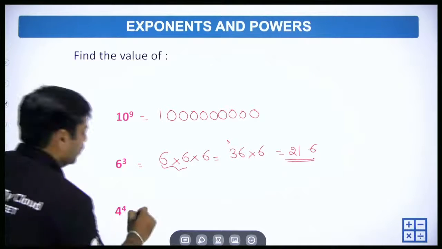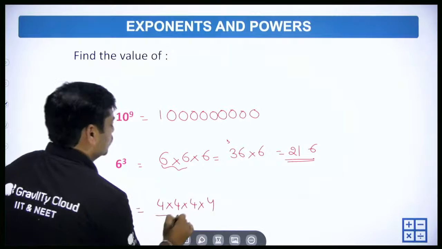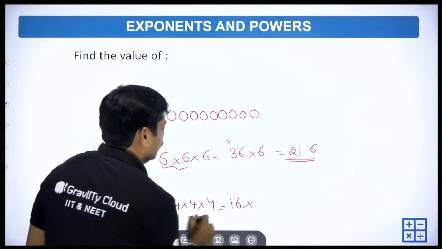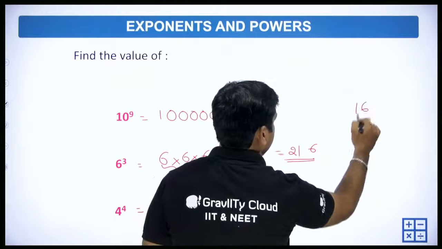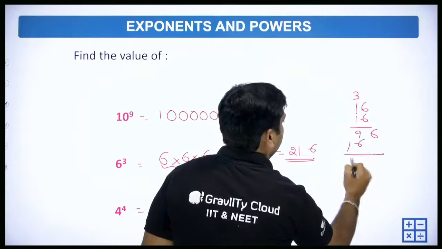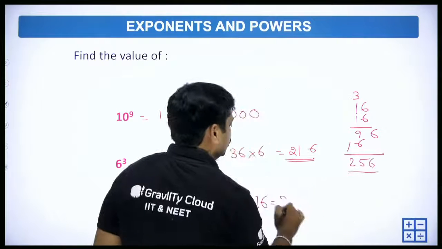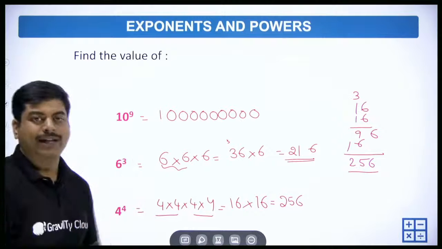So 4 to the power 4, 4 into 4 into 4 into 4. 4 4s are 16 into, again 4 4s are 16. So 16 16s, maybe 256. Let me check that. 6 6s are 36, 6 1s are 6, 7, 8, 9. That becomes 256. Okay. So 256. So this is how you find the values, right?